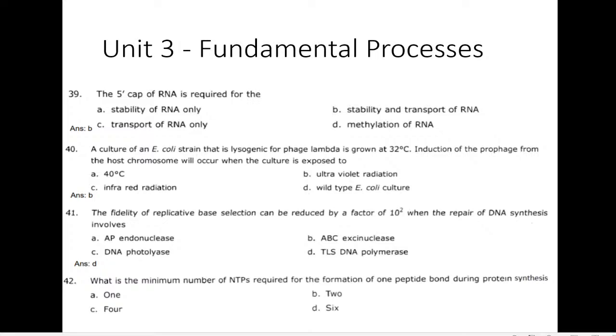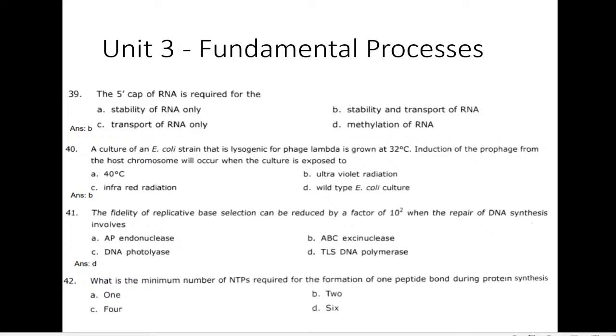And normally with this prophage induction, they can produce recombinant strains. For example, in a question like this, they are producing a recombinant strain with a specific character. So for that they want UV radiation for induction.